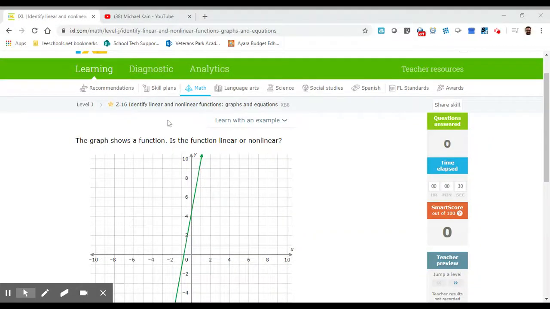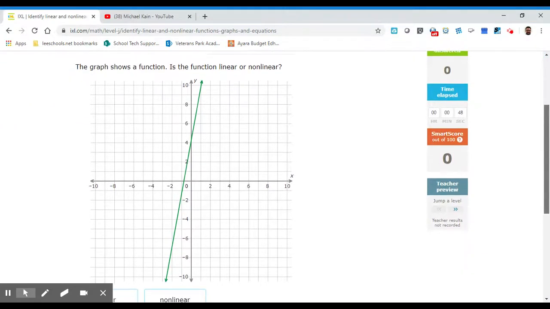All right, what we're working on today is called Identify Linear and Nonlinear Functions, Graphs and Equations, and this is code XB8 on your 8th grade IXL.